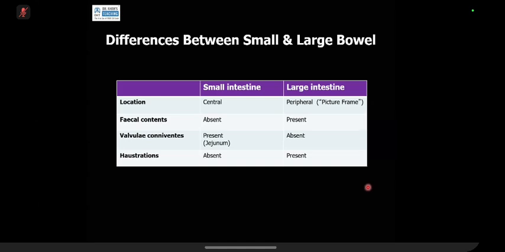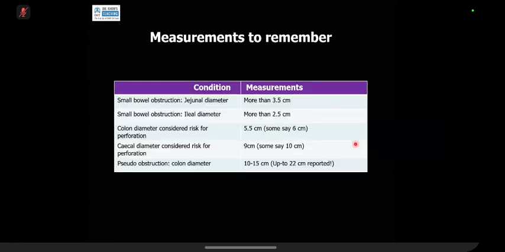What are the differences between small and large bowel? Location. Small bowel location is central. Large bowel is peripheral. We call it a picture frame type of appearance. In small bowel, fecal content will be absent. In large bowel, fecal content will be present, that bubbly appearance. Valvulae conniventes are present, particularly in the jejunum. They are absent in large bowel. Haustra are absent in small bowel and present in large bowel. So these are the parameters on which you make your mind. Please take a picture of this one also.